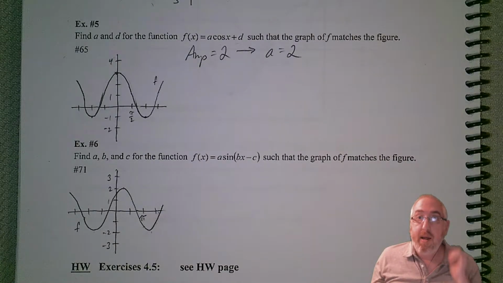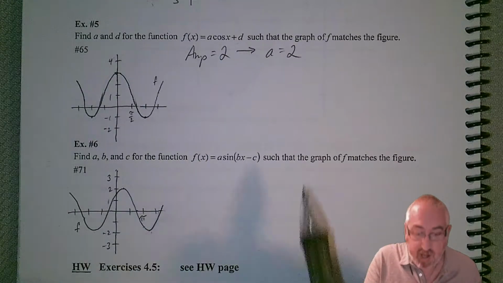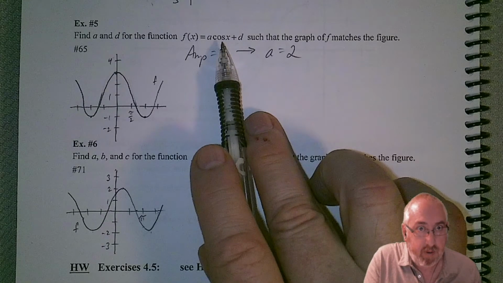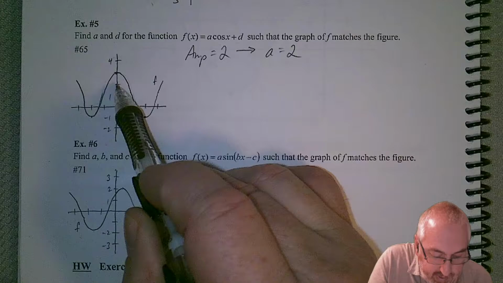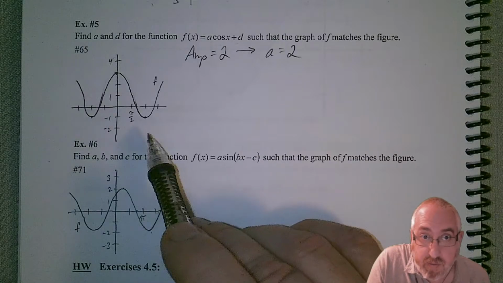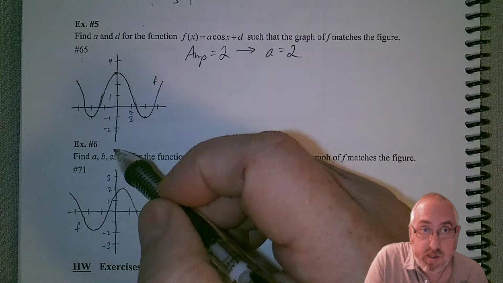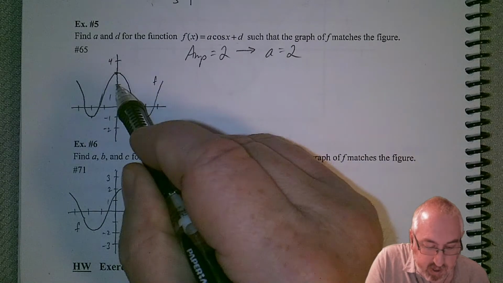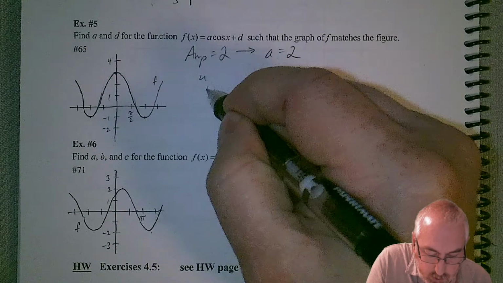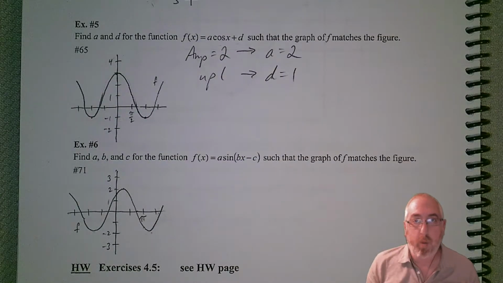All right, so that is the first piece. Now the second piece is our shift. If the amplitude was 2, where would we normally start if we are the cosine curve? Normally we would start at the highest point, which is 2, and then it would go down to -2. So what's happened? It's been shifted how much, which direction? You can see if it normally started here and we're starting here, it's been shifted up 1. So up 1 means that D has to be equal to 1.